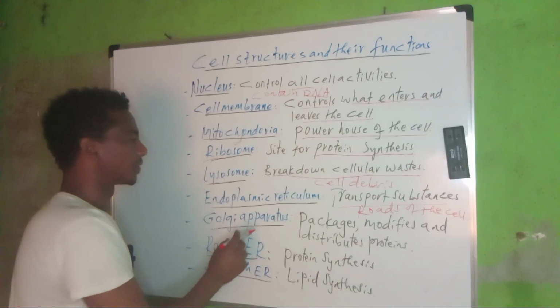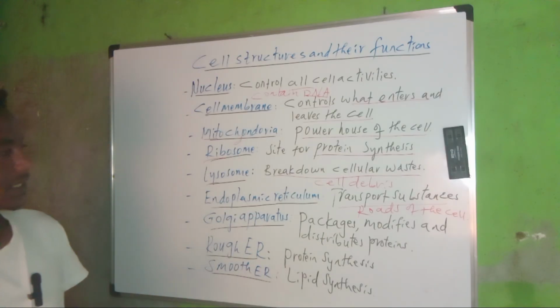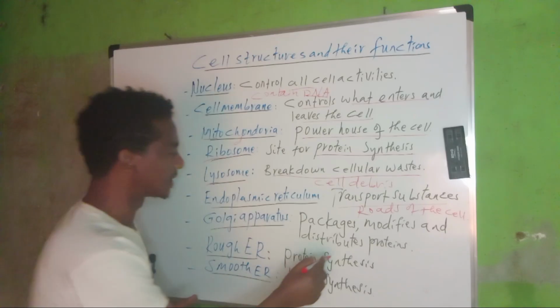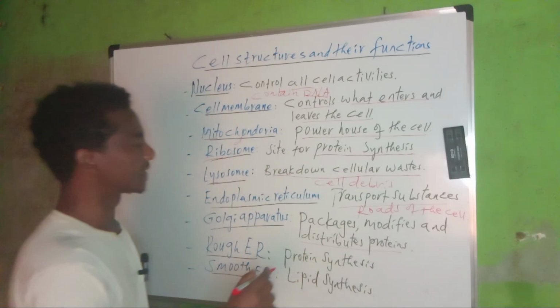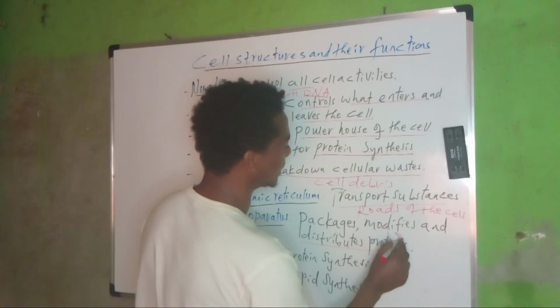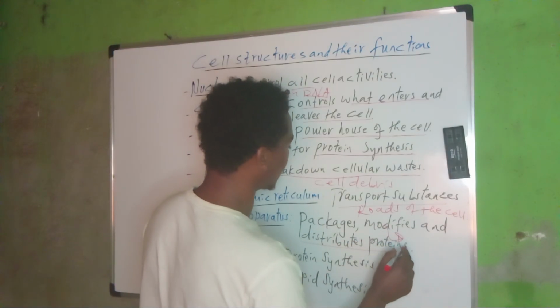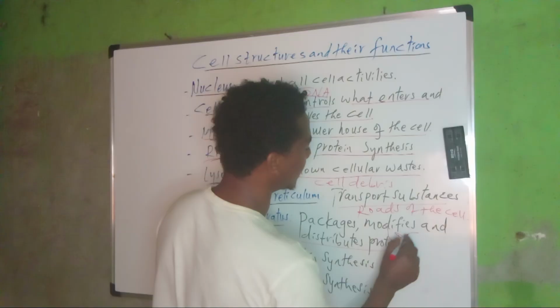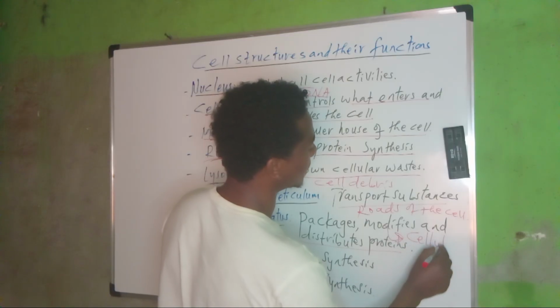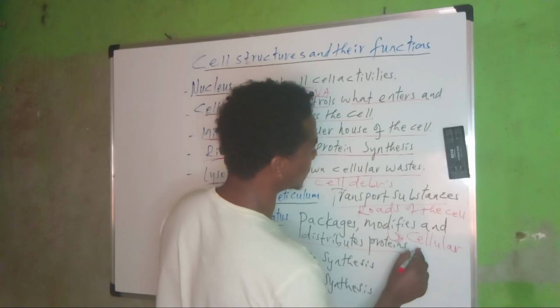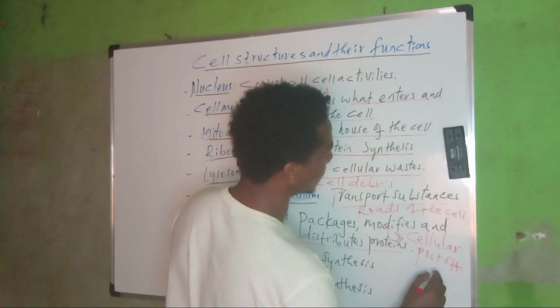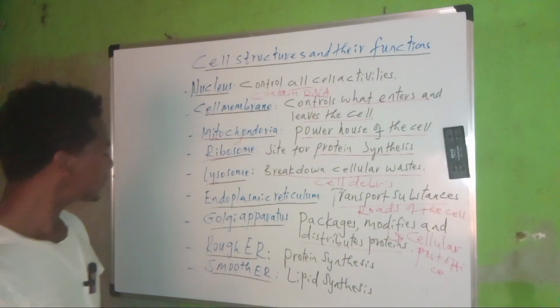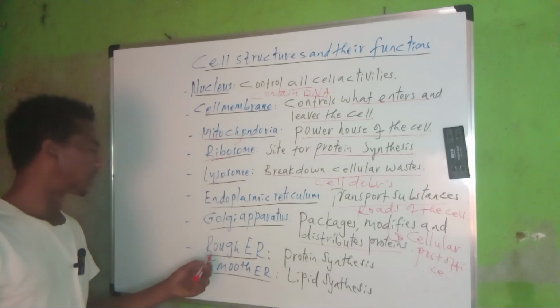Golgi apparatus. Golgi apparatus packages, modifies, and distributes proteins for the cell. So it is known as the cellular post office that modifies, packages, and distributes proteins. Golgi apparatus is known as the cellular post office. The next one is rough endoplasmic reticulum.